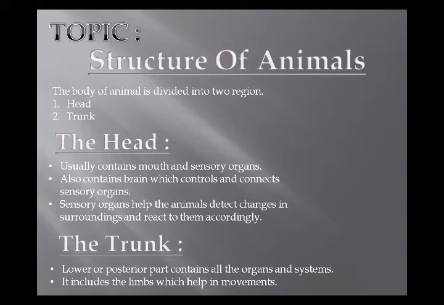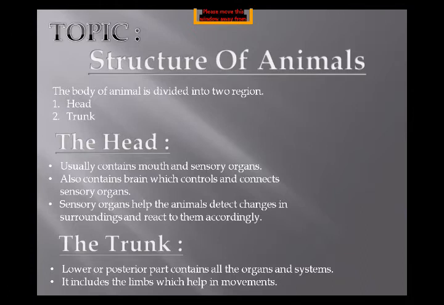The next part of the animal body is the trunk. It is the lower or posterior part, and it contains all the organs and systems. It includes the limbs which help in movement. What is a limb? Animals have limbs. In animals, we consider these limbs as forelimbs and hind limbs. Forelimbs are the front legs in animals, and hind limbs are the back legs. But in man, as man is also considered a social animal, the forelimb is modified into a hand, while the hind limb is changed into legs.